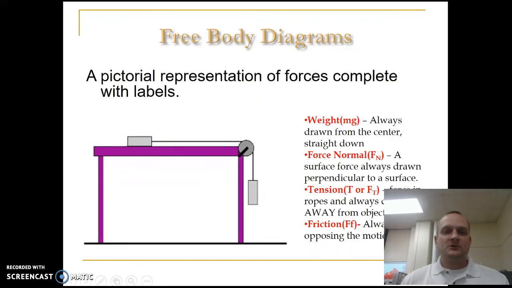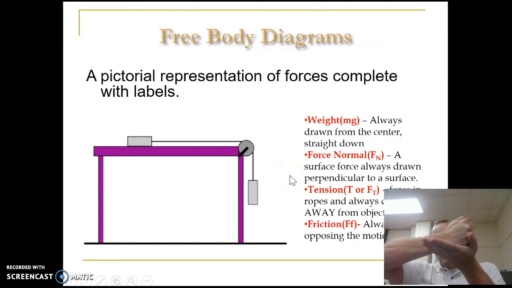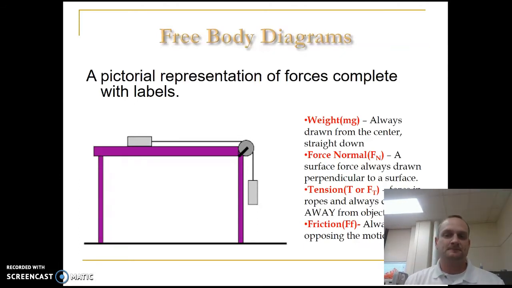One thing when we're looking at forces, we need to be able to draw free body diagrams. A free body diagram is a pictorial representation of forces complete with labels. These are some real common forces that you're going to see. Weight is mg. We just saw that, the mass times the acceleration due to gravity. I can also have the normal force. The normal force is a surface force always drawn perpendicular to the surface. If I have an object resting on a surface, that surface is holding it up, so there's a force coming from the surface, and that's always perpendicular to the surface.